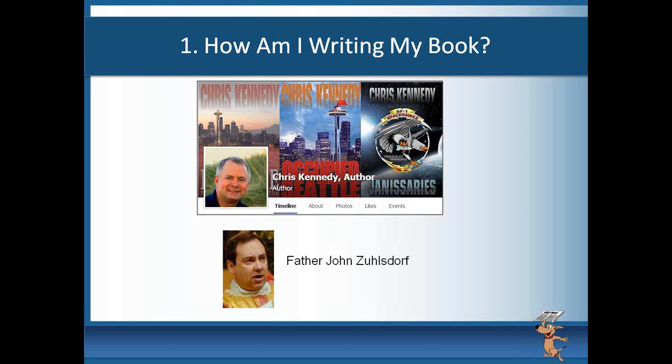Father John Zulsdorf, a Catholic priest, happens to be one of Chris's fans. He reads Chris's book. Father Zulsdorf said, yeah, I want you to name a character after me. So Chris did, and there happened to be a chaplain in one of his novels, and the chaplain's name was Father John Zulsdorf. Well, Father John escaped being killed at the end of the book. So he was one of the lucky ones, but most other characters aren't that lucky. Most of them get killed off.